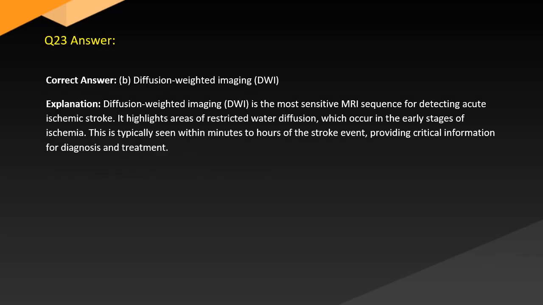Answer. Correct answer. B. Diffusion-weighted imaging (DWI). Explanation. Diffusion-weighted imaging is the most sensitive MRI sequence for detecting acute ischemic stroke. It highlights areas of restricted water diffusion which occur in the early stages of ischemia. This is typically seen within minutes to hours of the stroke event, providing critical information for diagnosis and treatment.